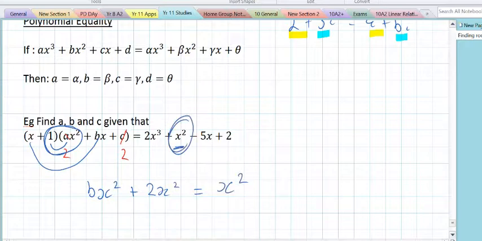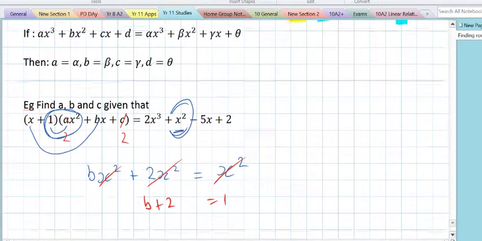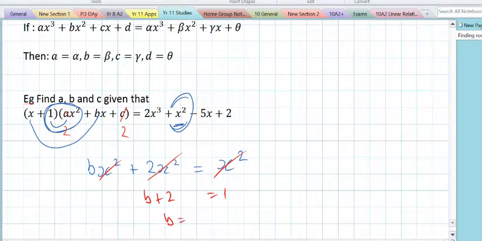So instead of doing the entire expansion, no, there, positive. My circle went through it, sorry, it is a positive. Okay, now we can divide through by our common factor of x squared to have b plus 2 equals 1. Therefore, b equals minus 1.